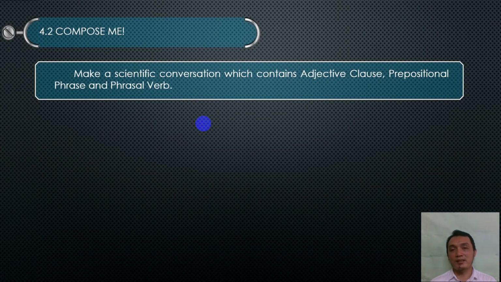So that is, students, all the explanations about phrasal verb and adjective clause today. I hope that you understand. If you don't understand, you can ask in the Google Classroom. And if you are still confused, you can come to school and ask me about this, or maybe you can send a message on WhatsApp or anything you can do.